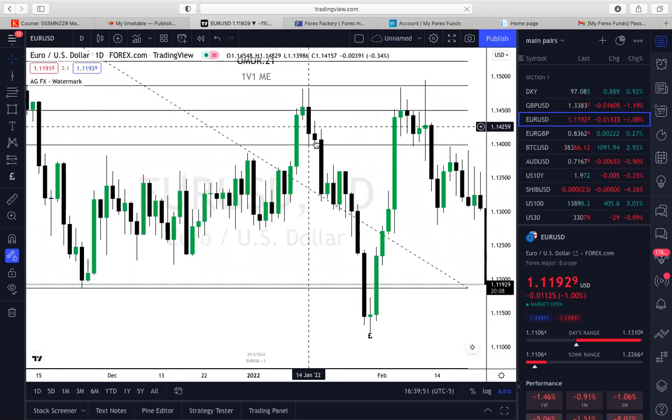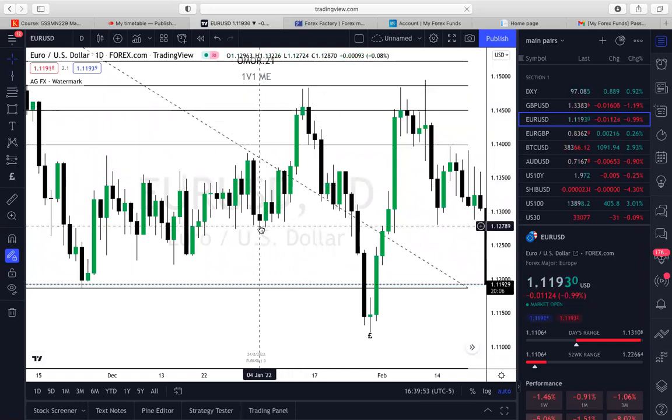So every single day until you traded below this low, what's your bias? You're bearish, innit? Bearish. Yeah.